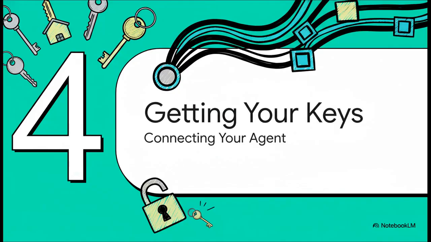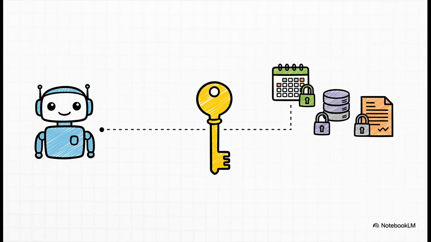All right, we're officially in the run phase now. We've built the brain, we've given it instructions, but how do we actually connect it to the outside world so it can do its job? Well, we need to get some keys. The concept here is really simple. For our agent to use all those cool external tools and apps, it needs permission. And in the digital world, that permission comes in the form of a special key.